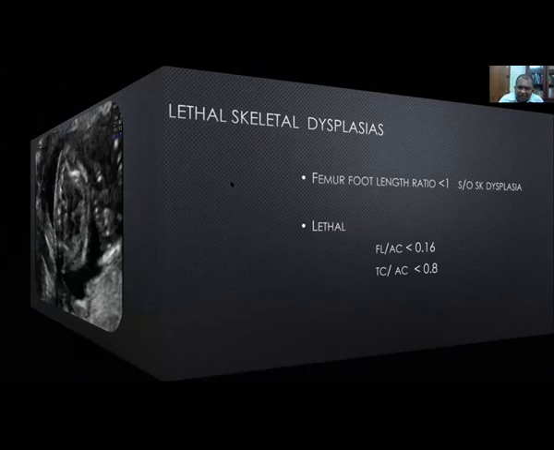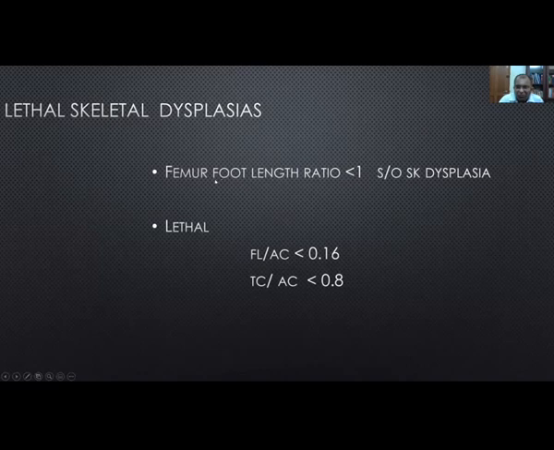So one rule is comparing the femur with the foot. The foot grows irrespective of any skeletal dysplasia. In normal fetuses, the foot and femur are roughly the same size. So if the femur is shorter than the foot, you suspect that something is abnormal.